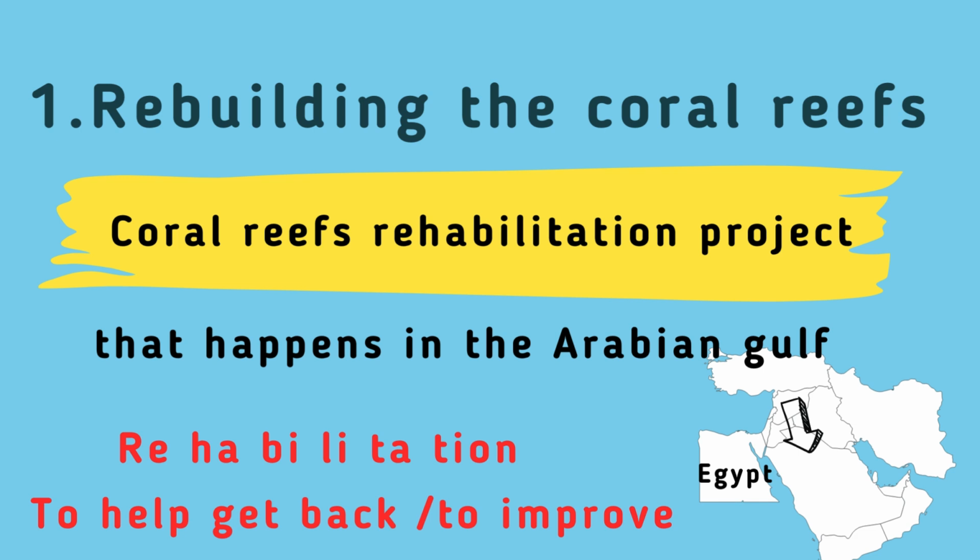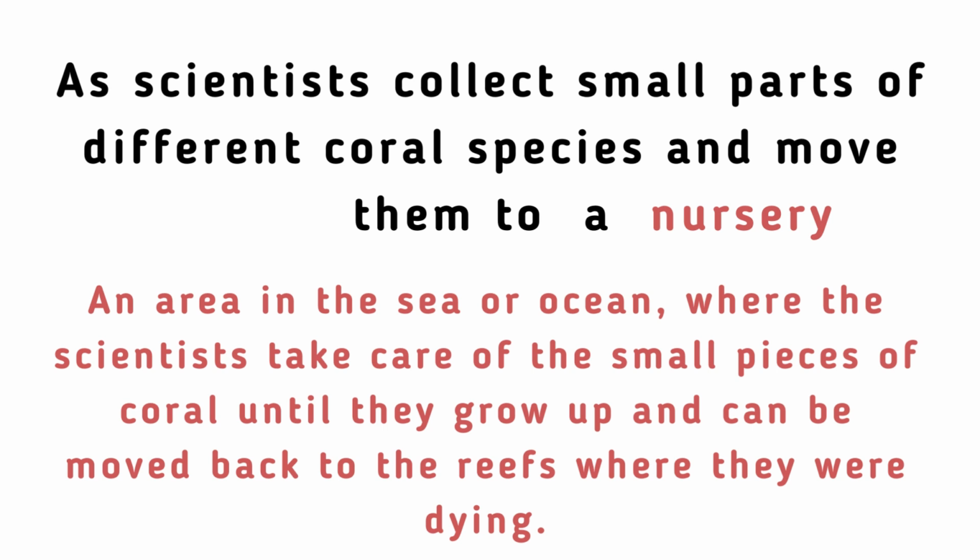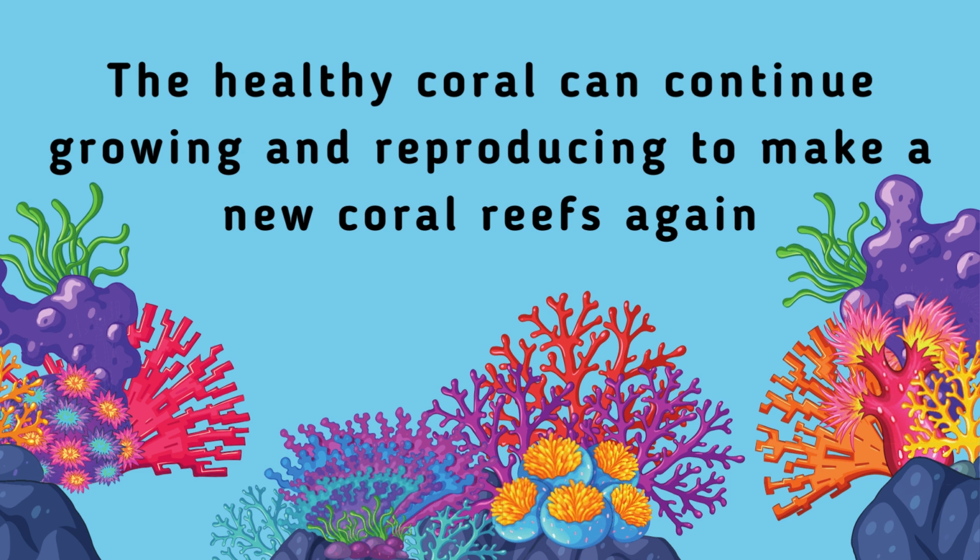In this project, the scientists collect small parts of different coral species and move them to a nursery, another area called the nursery. This is an area in the sea or ocean where the scientists take care of the small pieces of coral until they grow up and can be moved back to the reefs where they were dying. They go to a harmed area of the coral reefs and take a piece of this coral to move it to the nursery to take care of it until it grows up healthy and they can move it back to its original place. The healthy coral can continue growing and reproducing to make new coral reefs again, healthy and without any harm.